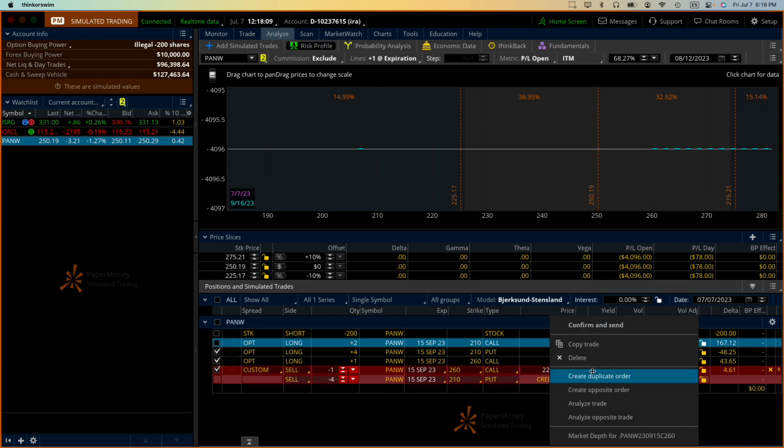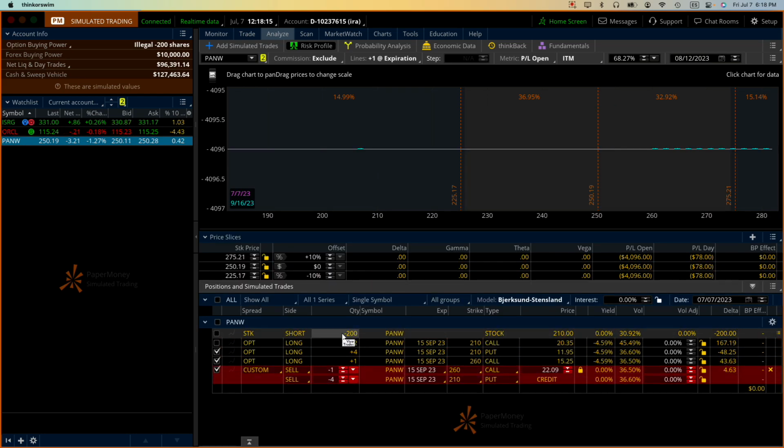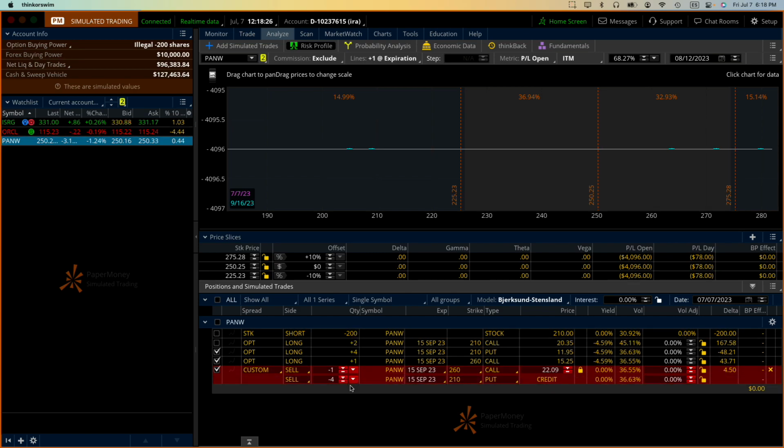So yeah, let's do that and wait until that gets filled. And this way we deal with the assignment. So whenever you get assigned, you can simply close the position. There's no big loss because you get assigned. There's no big deal about it.